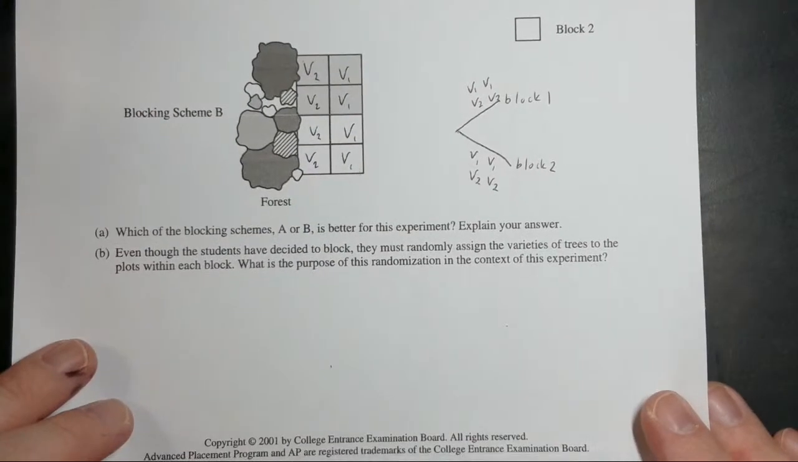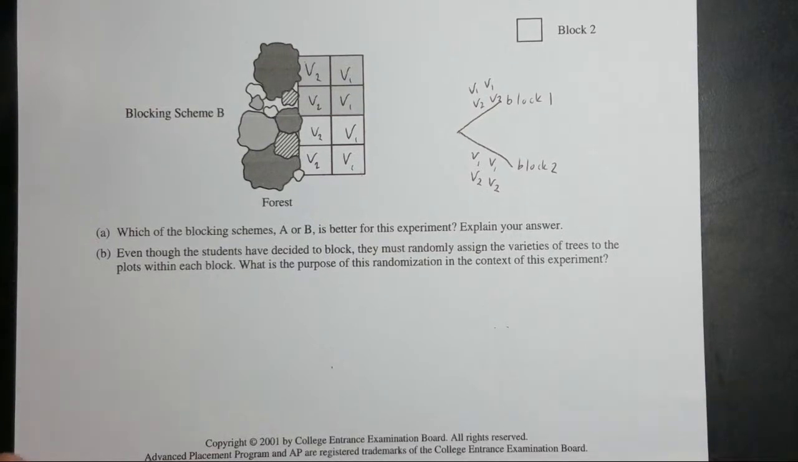Even though the students have decided to block, they must randomly assign the varieties of trees to the plots within each block. What is the purpose of this randomization? I wrote when I was doing this problem, the randomization reduces bias, the bias in the fertility of the soil, moisture, things of that nature.